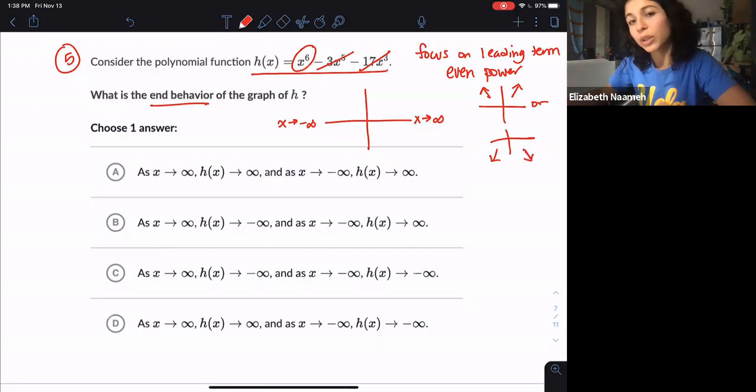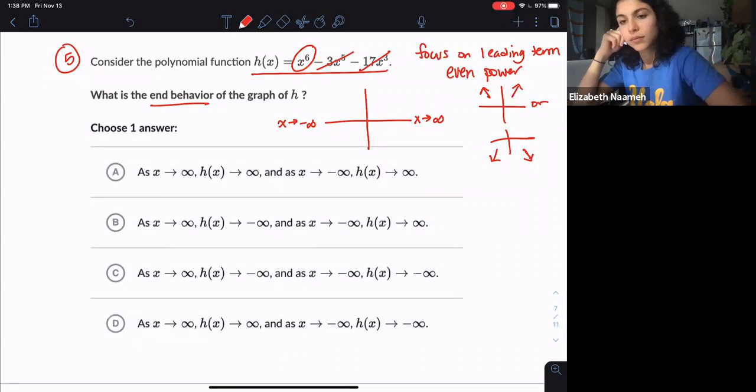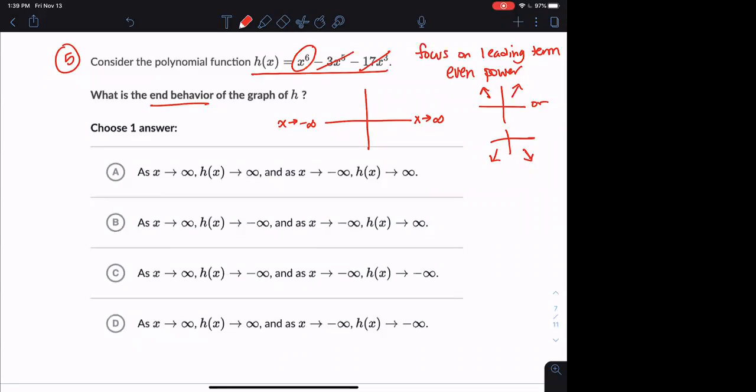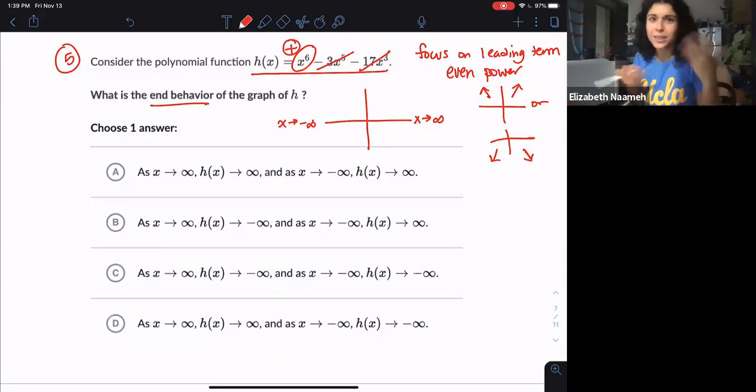Who can tell me which way our graph is opening, both up or both down? And how do you know? Who can put it together? Don't be scared. Take a guess. You probably know the answer. Giselle? Wouldn't they both go up because the x is positive and then the exponent is even? Very good. It's a positive in front.